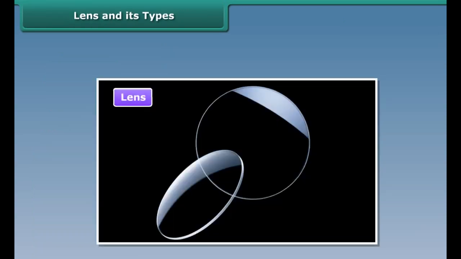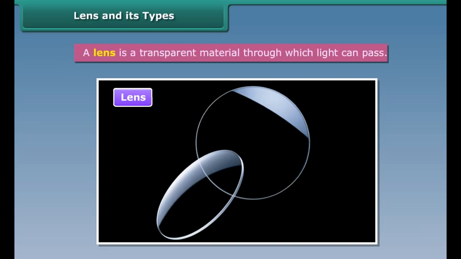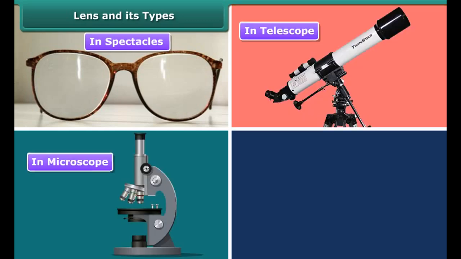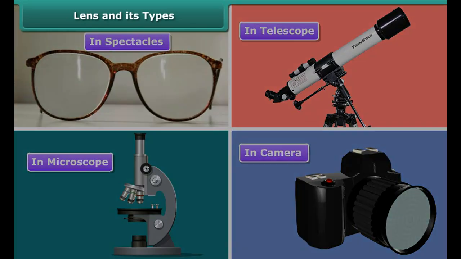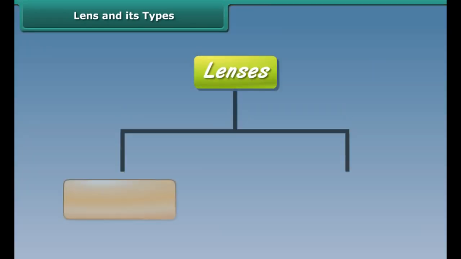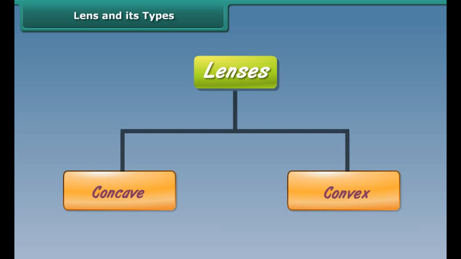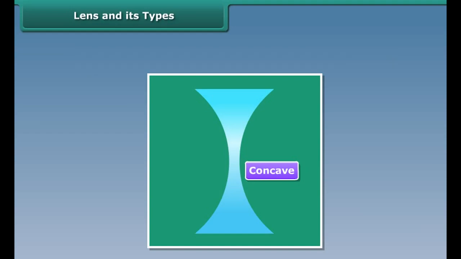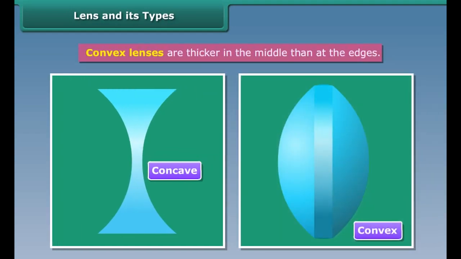Lens and its types. A lens is a transparent material through which light can pass. Lenses are widely used in spectacles, telescopes, microscopes, and cameras. There are two types of lenses, concave and convex. Concave lenses are thinner in the middle than at the edges, whereas convex lenses are thicker in the middle than at the edges.